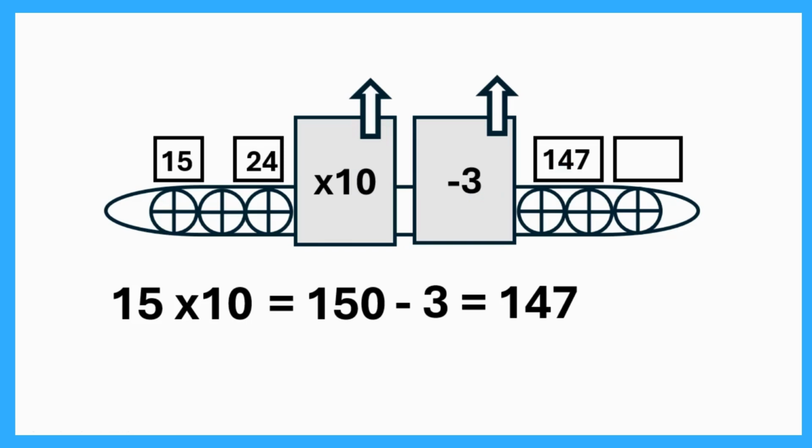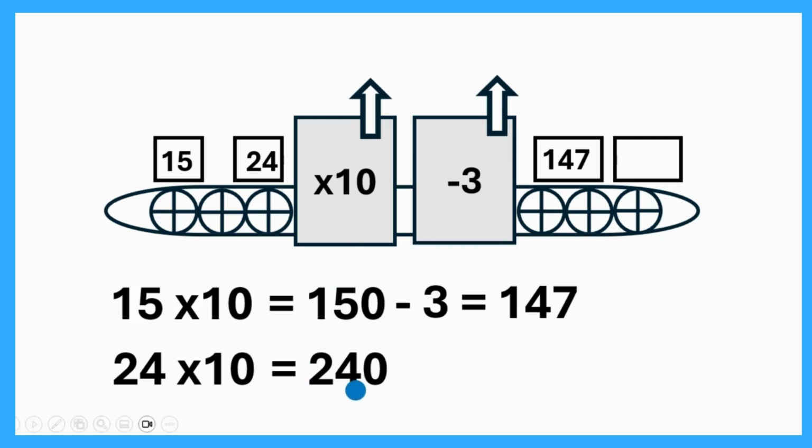All right, let's look at another input, which is 24. It's going to go through the two machines. The first machine will be 24 times 10, which gives 240. This 240 proceeds to the second machine, which will be minus 3, and that gives 237. And so the output to this is 237. I hope you have learned how function machines work today.